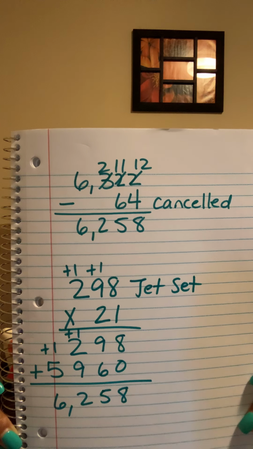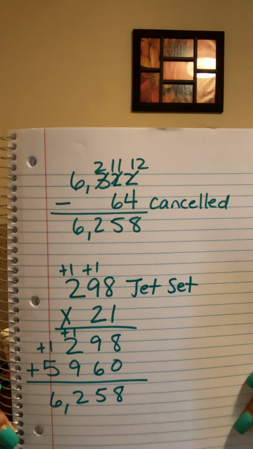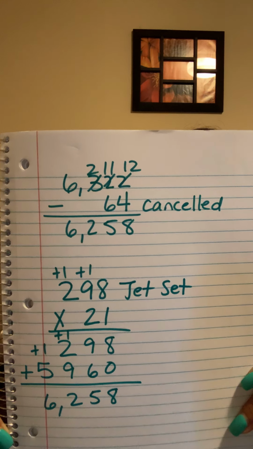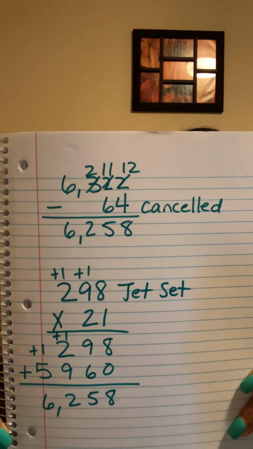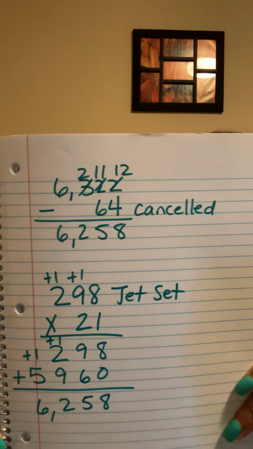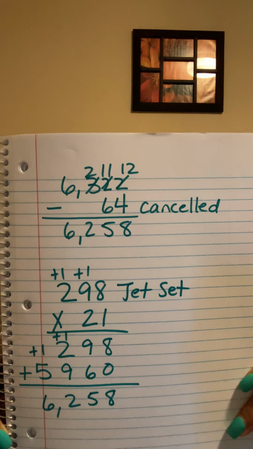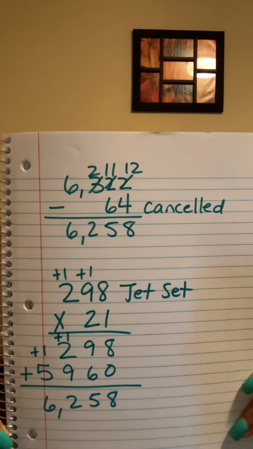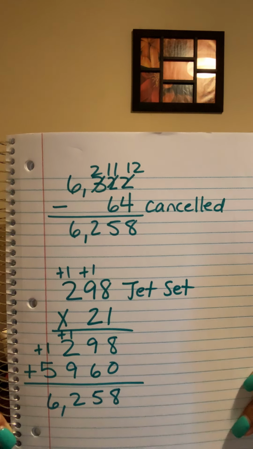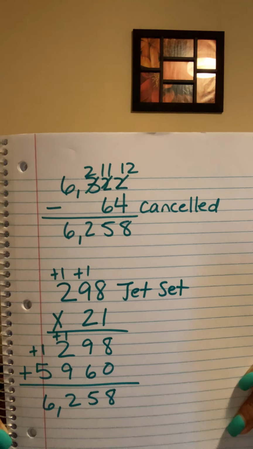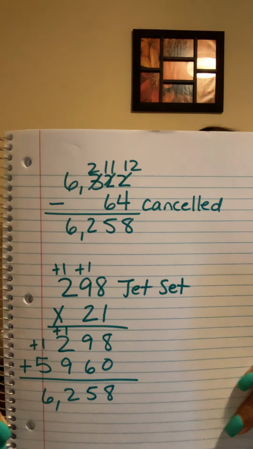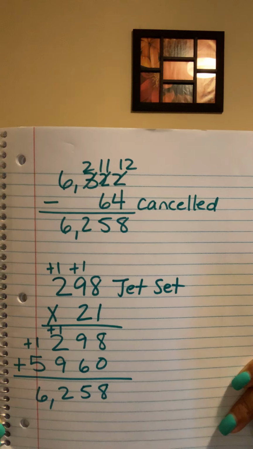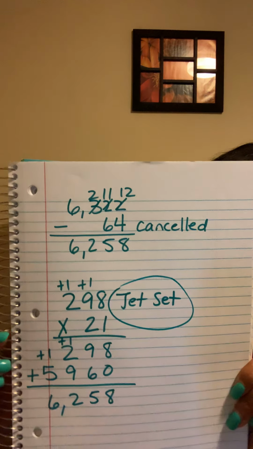So as long as you knew that there were 6,322 reservations at first, but 64 people canceled, that leaves us with 6,258 reservations. And then lastly, all we had to do is look at the information in our table to see which plane, if we multiply by 21, because there were 21 full flights, could give us 6,258, and that was the Jet Set. So which airplane made the flights? Our answer is the Jet Set.